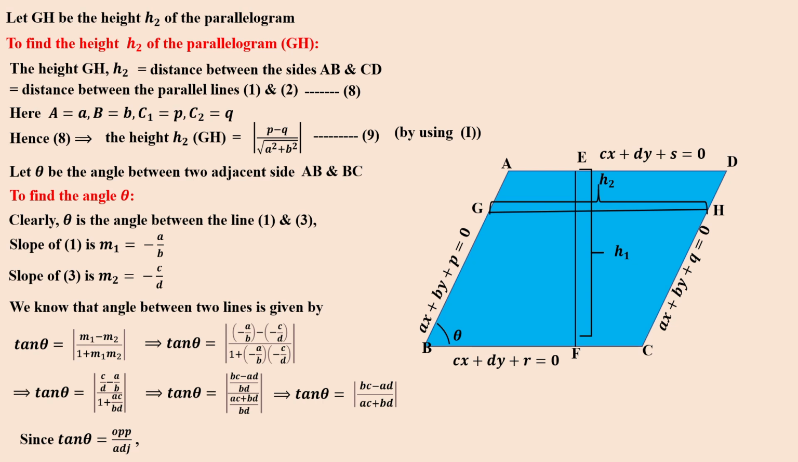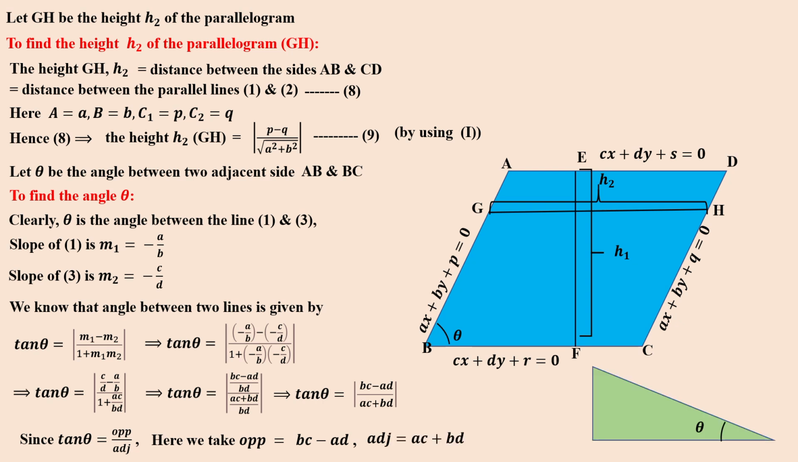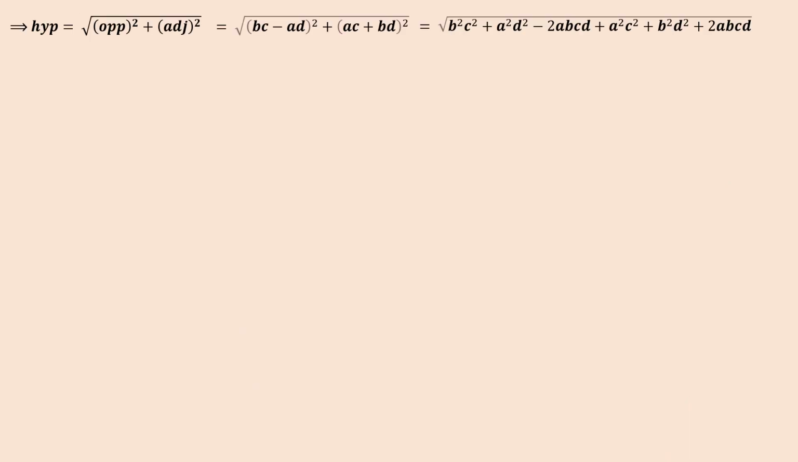Since tan theta is opposite by adjacent, here we take opposite as it is, bc minus ad, and adjacent is ac plus bd, right? This is theta, opposite, adjacent, hypotenuse. This is bc minus ad, this is ac plus bd. So hypotenuse is equal to the square root of opposite square plus adjacent square, so the square root of (bc minus ad) whole square plus (ac plus bd) whole square.